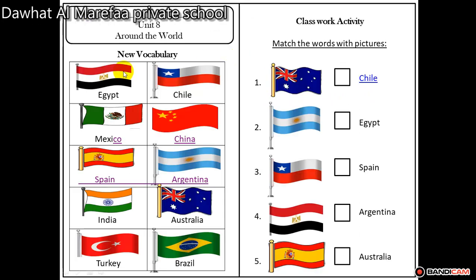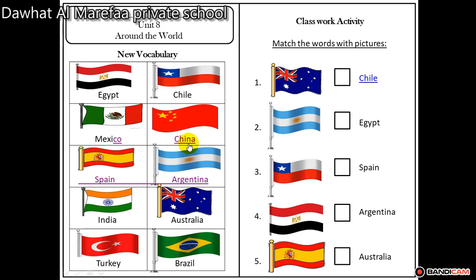So let's repeat it again, guys, because it will be a dictation, inshallah, on Wednesday. The first five flags of the countries will be a dictation. Number one, Egypt. Number two, Chile. Number three, Mexico. Number four, China.